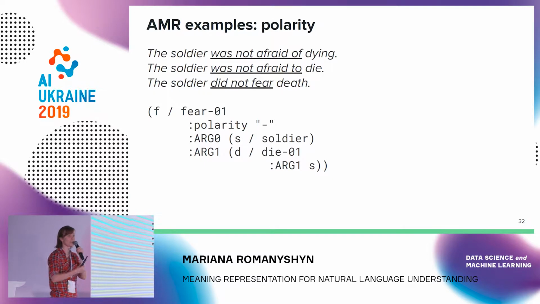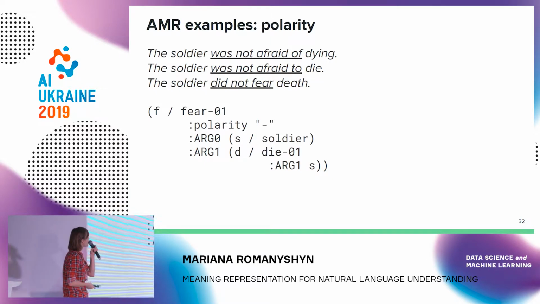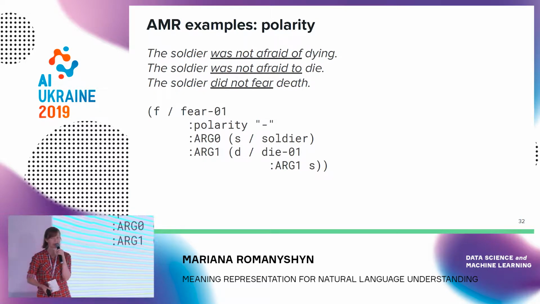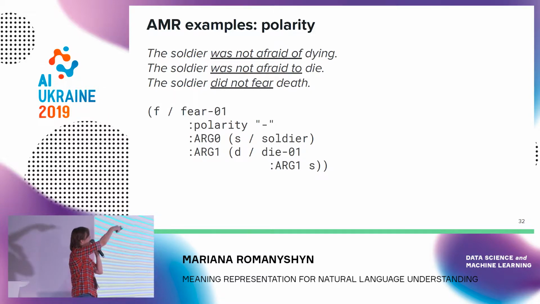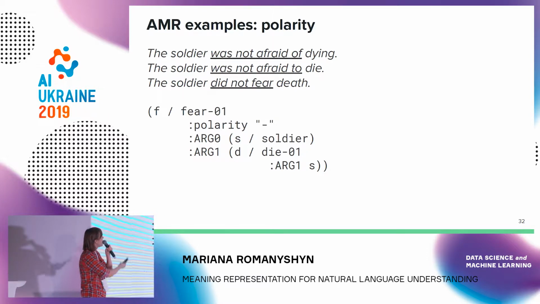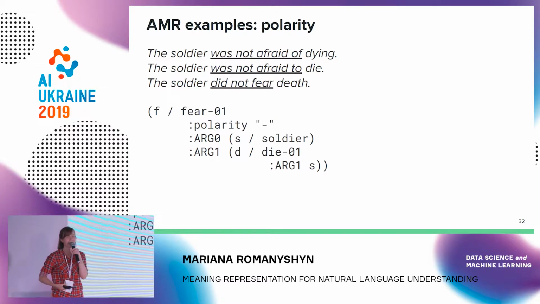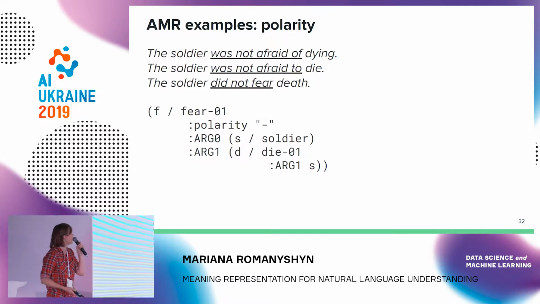Polarity in AMR. In order to express negation in AMR, there's a special semantic relation that is called polarity, and it has a special concept with a minus. So we have the soldier was not afraid of dying, was not afraid to die, or didn't fear death. In all of these cases, we have a concept of fear, and the soldier is the doer of this concept of fear, and he's afraid of the concept of dying, which will be performed by this soldier. And the polarity will be a minus.